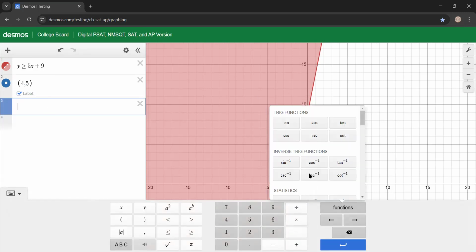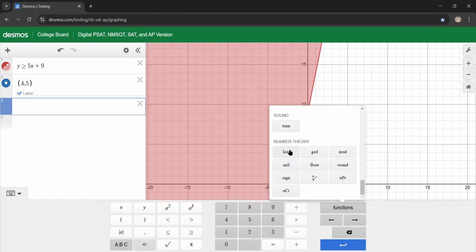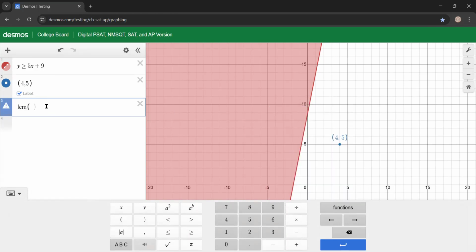Then the last thing that we have is the LCM. LCM is least common multiple. I haven't seen many students knowing this, that there exists a thing like this in Desmos. So write your numbers, close the bracket. Here you have the LCM.